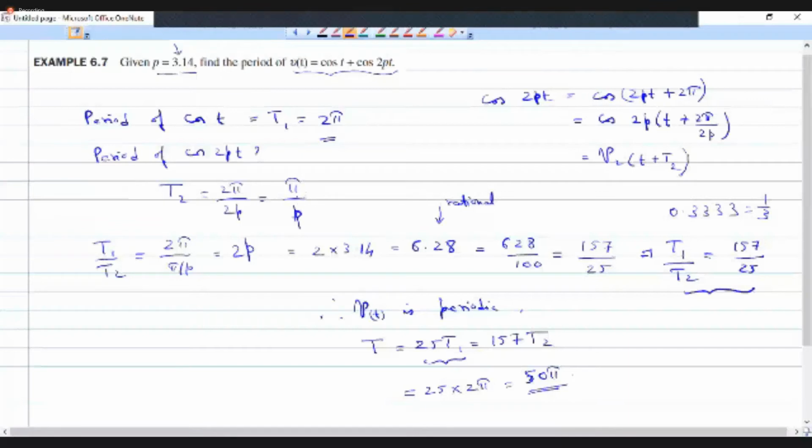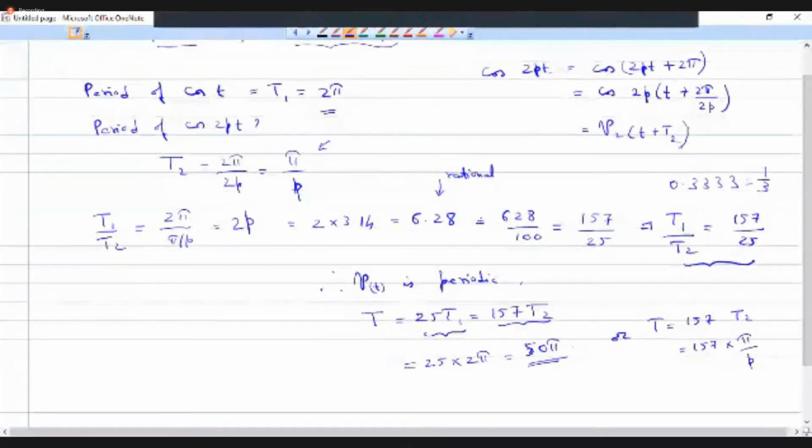So you want to find out t is equal to 157 t2. Okay. So 157 into what is t2? Pi by p. So what is p? P is 3.14. That we have already expressed as this value, right? 157 divided by 25. So that is equal to 157 into, so this is our 2p, right? Yes, sir.